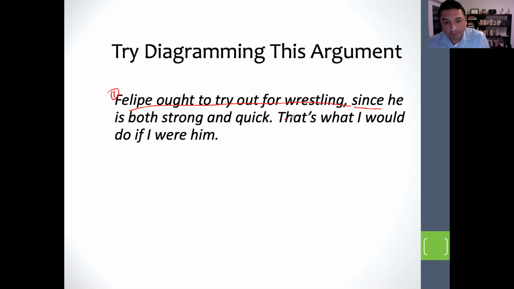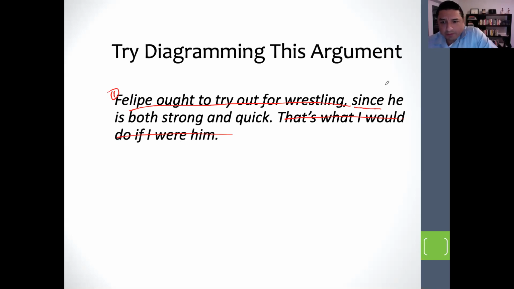Now this over here, what is this doing? That's what I would do if I were him. This is doing nothing, right? It's extraneous to the argument. The conclusion is Felipe ought to try out for wrestling. The support for that is that he is both strong and quick.